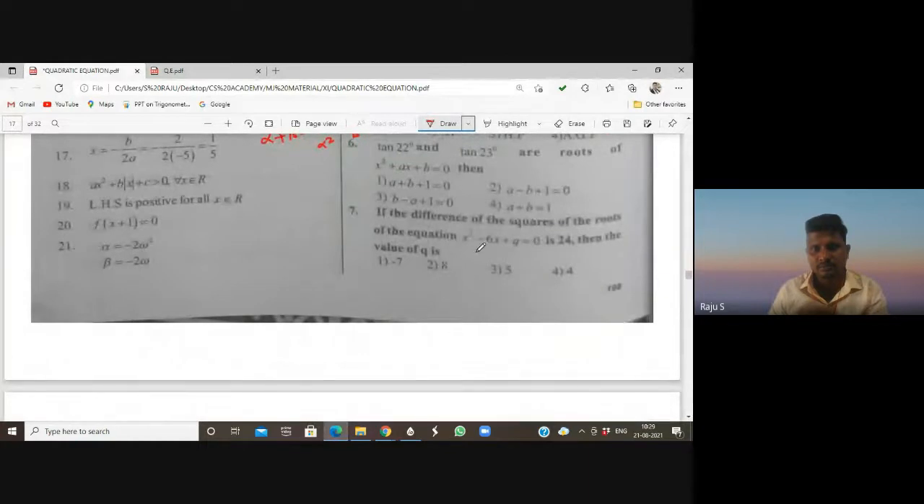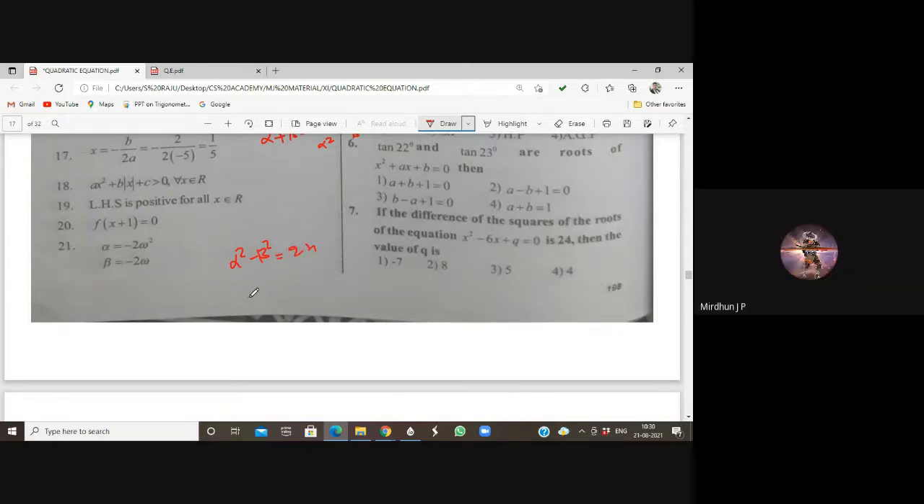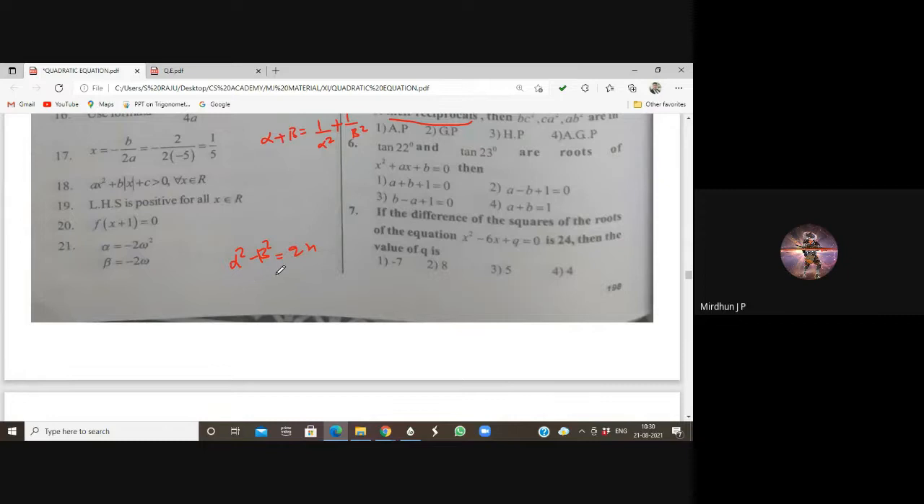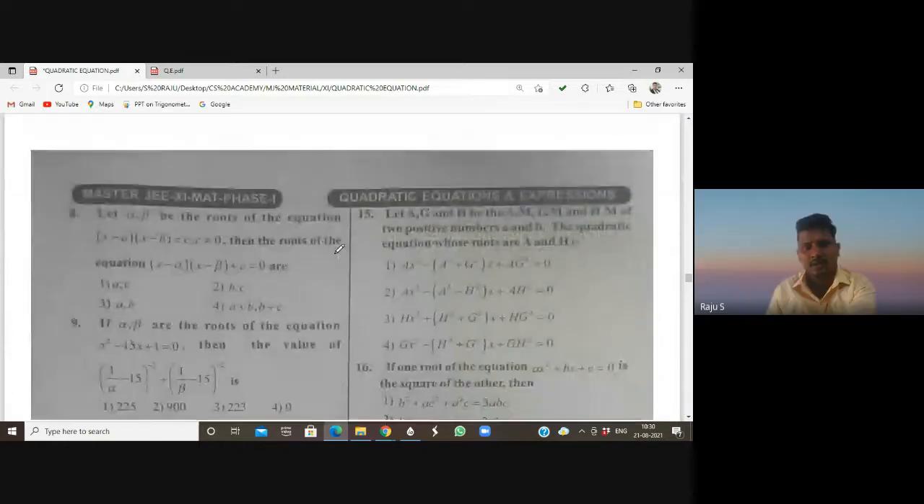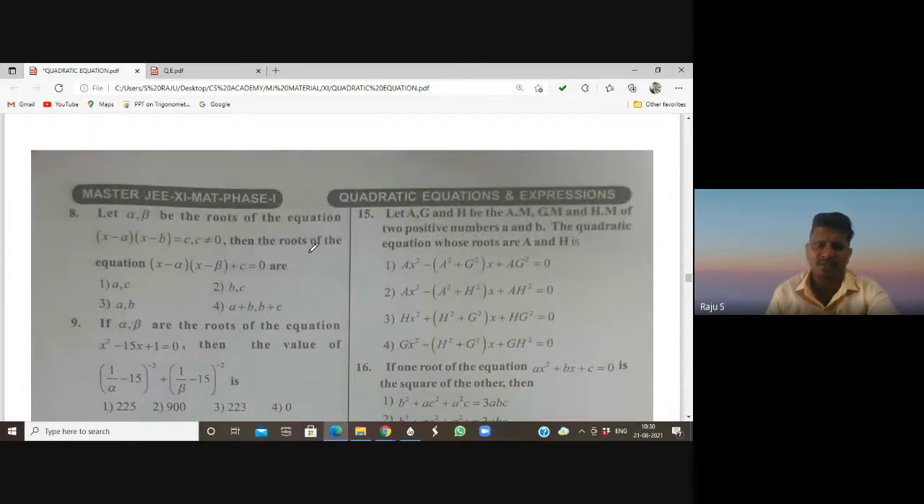Seventh one, with the difference of the squares of the roots, nothing but alpha square minus beta square is 24. Then, sir, we can write that alpha plus beta into alpha minus beta is equal to 24, sir. 6 into alpha minus beta is equal to 24. And alpha minus beta is equal to 4, sir. Yes. With that, we can find alpha and beta, sir. Q is equal to alpha into beta, sir. So 5 is there. Absolutely right. I'm giving that as homework. Students, is that clear, Amma? I'm giving it as homework because it is an easy question, no doubt.